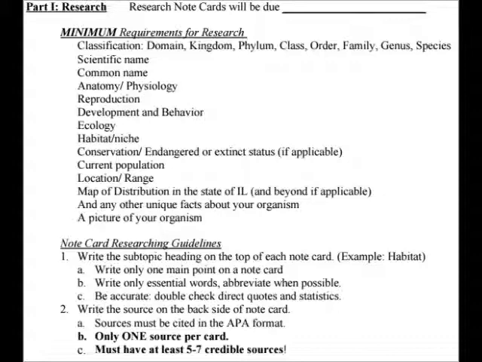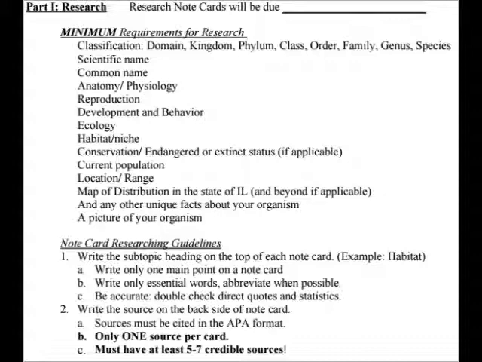But again, on your note card, on the front side, you're going to have your topic. So it could be ecology, it could be habitat, it could be reproduction. Your information that you find from that source, you're going to summarize it within bullet points, so that you can use that card then to help you write your research paper. And then on the back side, you're going to write the source and where you found that information.